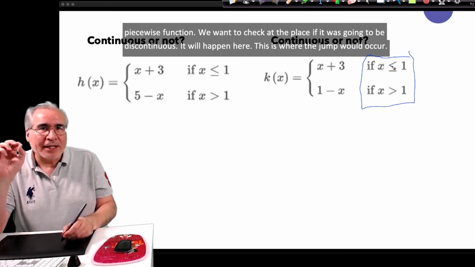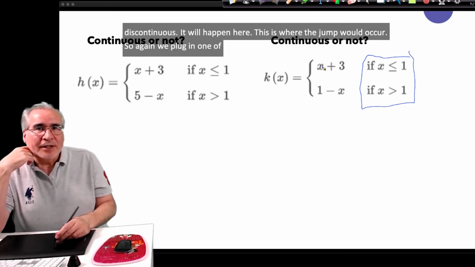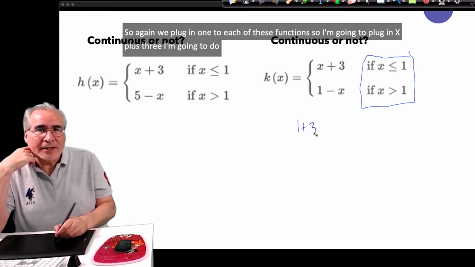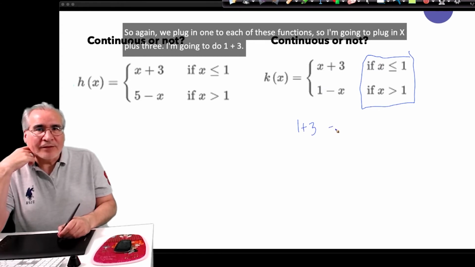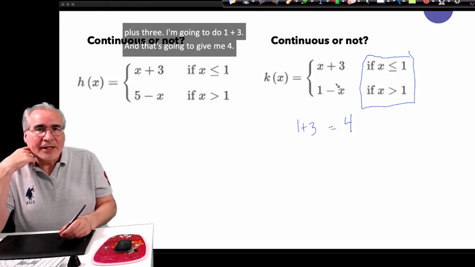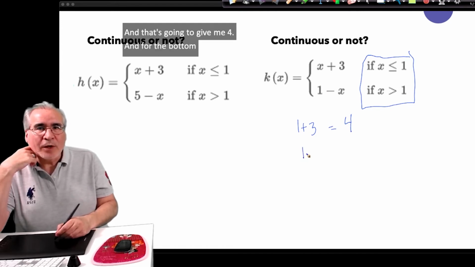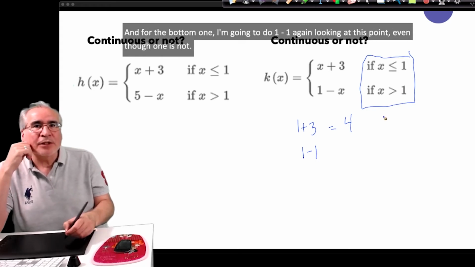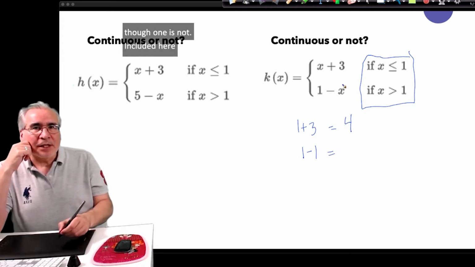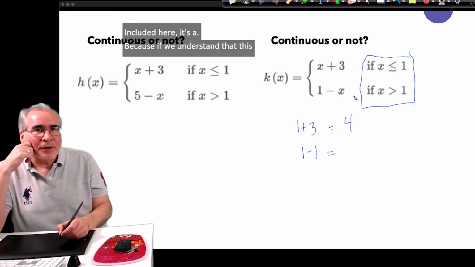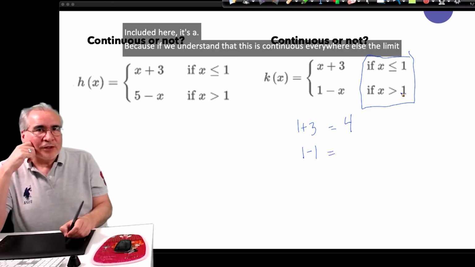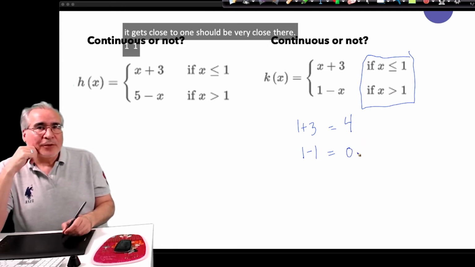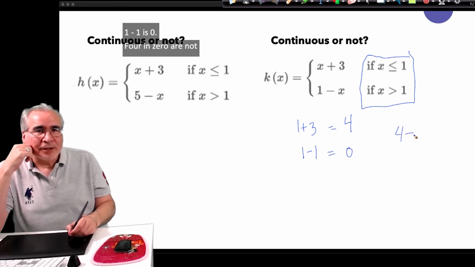So again, we plug in 1 to each of these functions. So I'm going to plug in x plus 3. I'm going to do 1 plus 3. And that's going to give me 4. And for the bottom one, I'm going to do 1 minus 1. Again, looking at this point, even though 1 is not included here, because if we understand that this is continuous everywhere else, the limit as it gets close to 1 should be very close there. Okay. 1 minus 1 is 0. 4 and 0 are not equal. 4 does not equal 0.